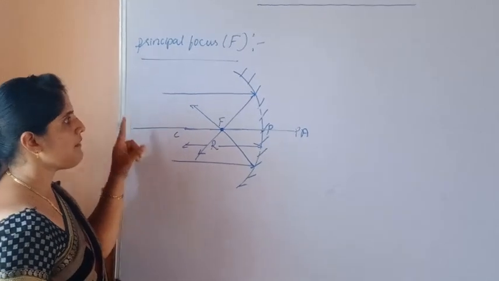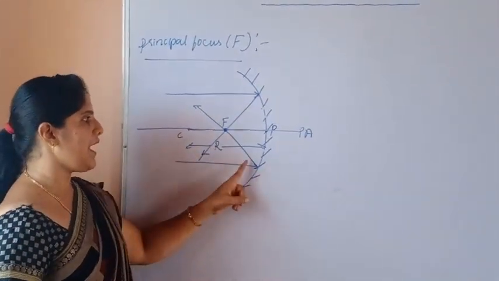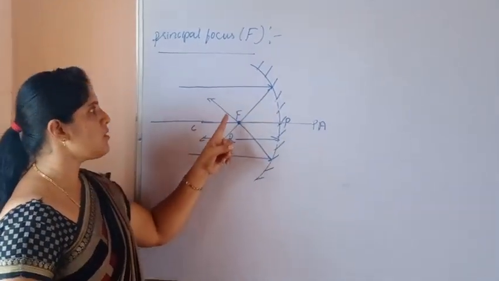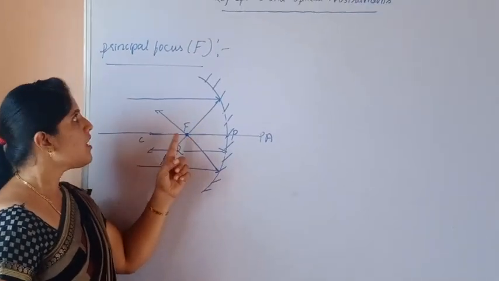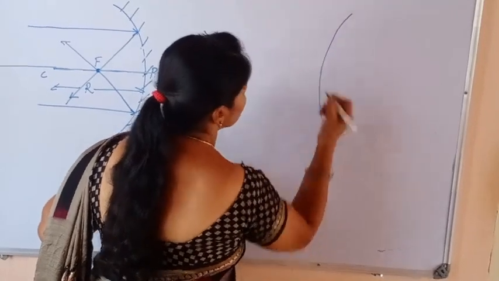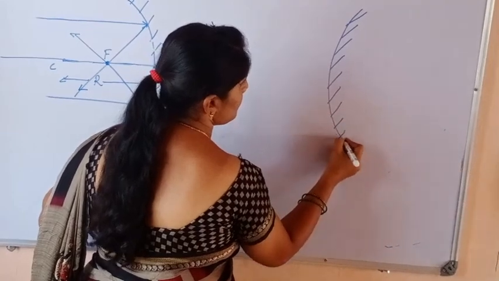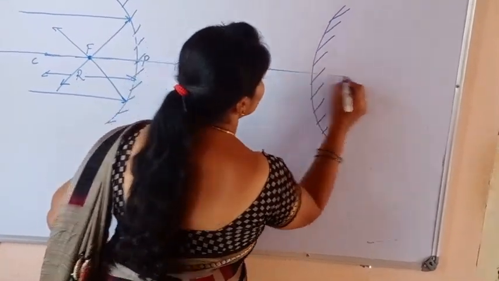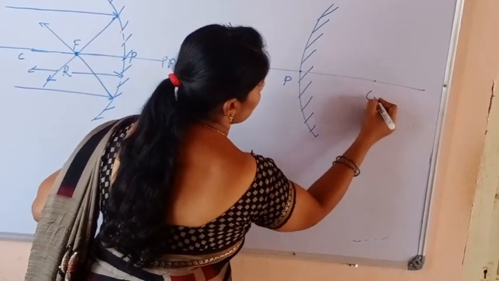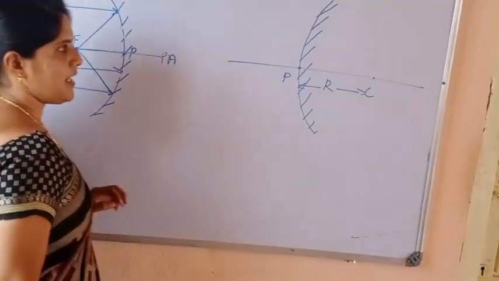What is principal focus? When a parallel beam of light is incident on this spherical surface, the reflected rays meet at a point on the principal axis. That point is known as principal focus or simply focus. For a convex mirror like this, this is the silvered or painted portion, and this is the reflecting surface. This is the principal axis and this is the pole. This one is the center of curvature, and the distance is known as the radius of curvature.